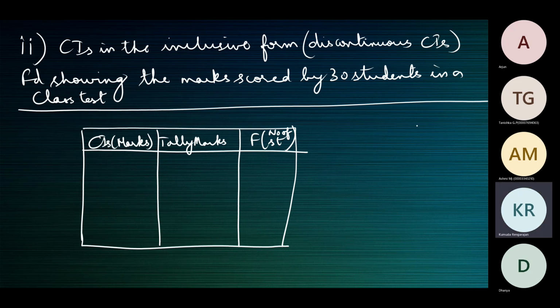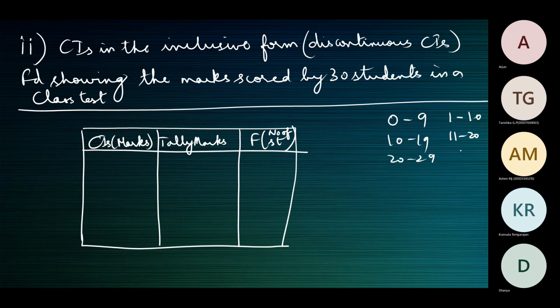So here you can say like this, children: 0 to 9, 10 to 19, 20 to 29, or you can say 1 to 10, 11 to 20, 21 to 30. It should not be continuous. You can choose any one of the two. See, here the class width is not specified.